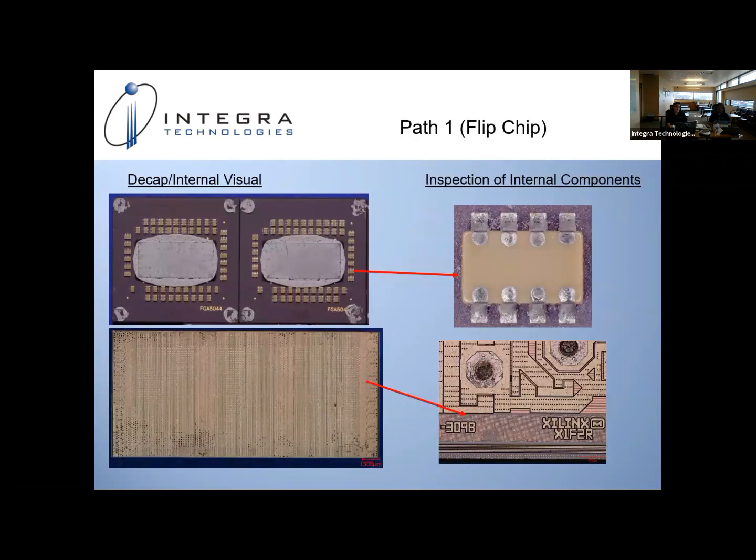So we're talking about path 1 type testing now. We start destructive testing with flip chips. At this point, if it's a metal lidded flip chip, we would remove that metal lid, and you're able to expose the internal workings of the device. The top left side image there, you can see the silicon die with the underfill material still attached.